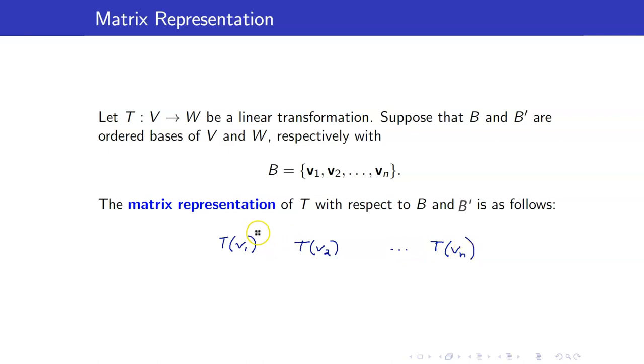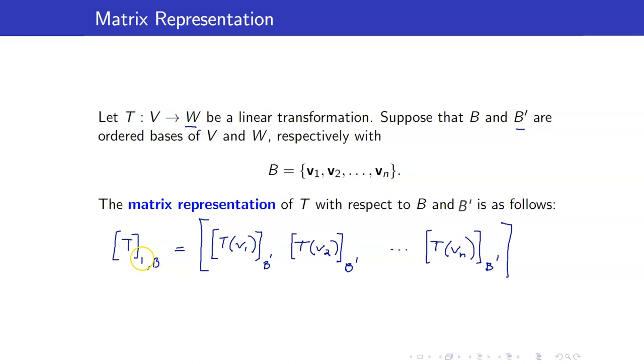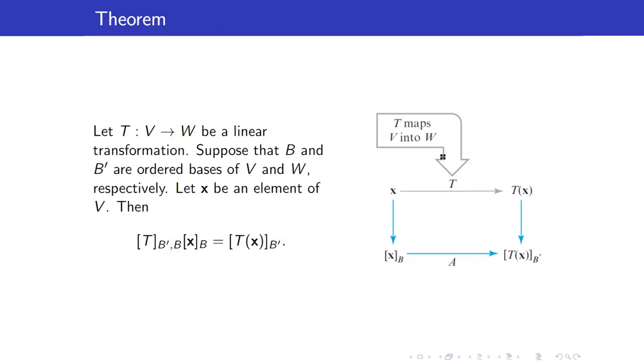Once we have that, we will get the coordinate vector of this with respect to what basis? Take note that these images appear in W. So therefore, we will get the coordinate vector of this with respect to B prime. So these coordinate vectors would be the columns of your matrix representation, and you denote this matrix by the matrix representation of T with respect to B and B prime. Take note that I start here. So the basis B here is the basis of your domain, and then this one is the basis of your codomain.